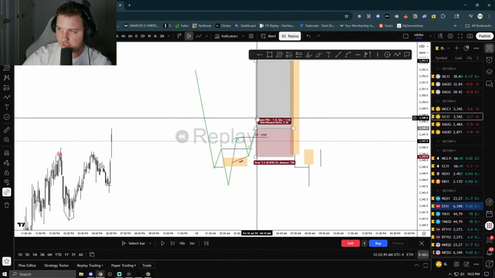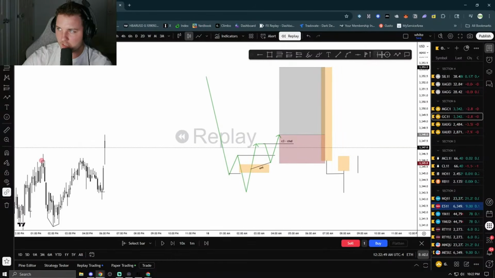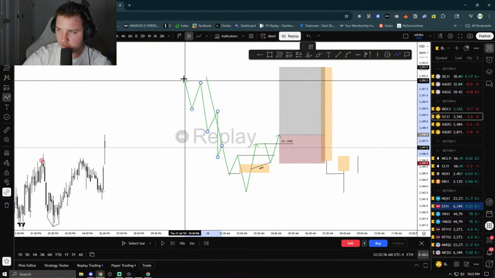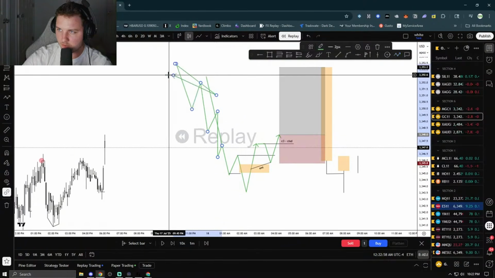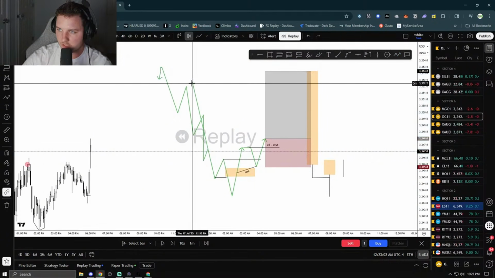So this is the continuation. This is the continuation. And then pair that with phase of price, meaning, oh God, doing this backward is weird. Oops. So pair all that with phase of price.